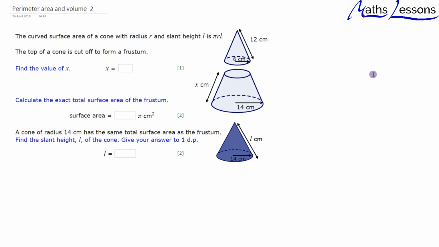Right, our next question here for you to have a go at is this one. I'll give you 3 minutes to see how far you can get into it, and then I'll go through it.